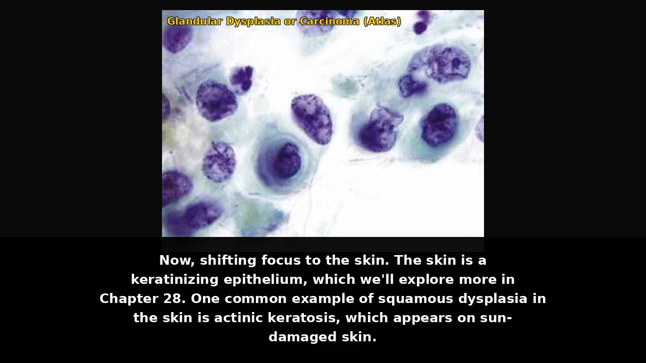Now, shifting focus to the skin, which is a keratinizing epithelium, which we'll explore more in chapter 28. One common example of squamous dysplasia in the skin is actinic keratosis, which appears on sun-damaged skin.